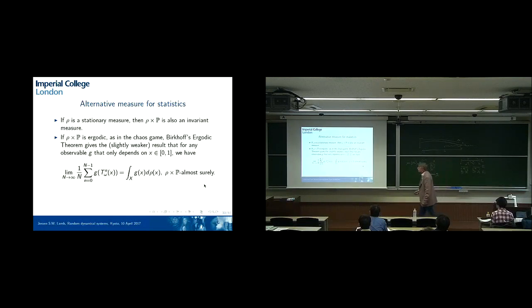Good. So there's also an alternative measure, which is also invariant. So rho cross P, the stationary measure cross P, that has a huge support, and this could be or could not be ergodic. In our case, it was ergodic. And then, of course, I get also the same theorem, but then I get rho cross P almost surely.